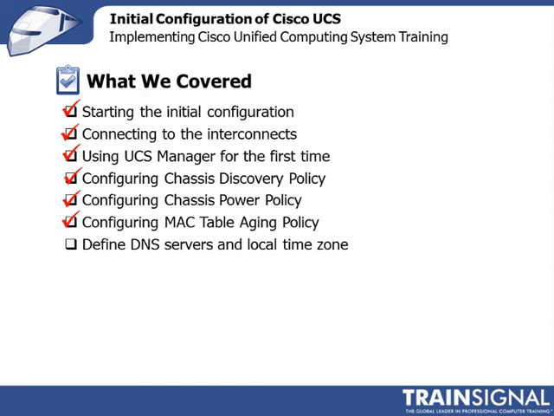We set the MAC table aging, which most of the time we're just going to leave as default, but depending on your version of UCSM, you want to confirm that it is set for default. After that, we did several things: confirm DNS servers, set local time zone, set NTP, configured syslog if we needed it, and you may want to configure call home if you're in a production environment.